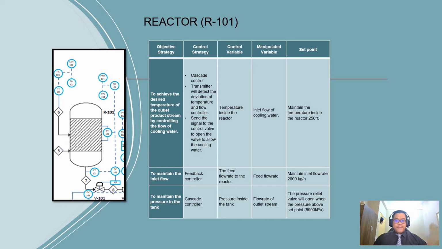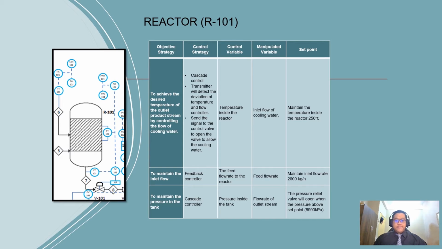The transmitter will detect the deviation of temperature and the flow controller will send the signal to the control valve to open the valve to allow the cooling water. The control variable for this objective is the temperature inside the reactor. The manipulated variable is the inlet flow of cooling water, and our set point is to maintain the temperature inside the reactor, which is 250 degrees Celsius.